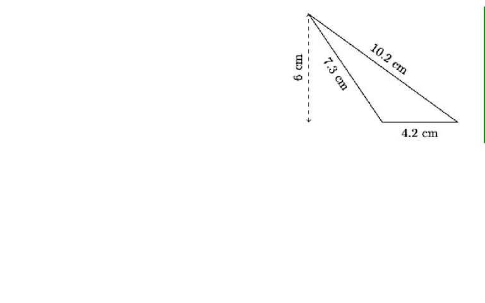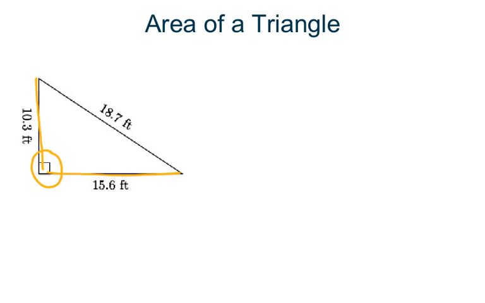This one over here is not a right triangle. I would say this is a scalene triangle. None of these angles here are going to be congruent. None of them are right angles. So this is going to be definitely a scalene triangle. So it's going to be the same formula, but we're going to have to look at it a little bit differently. So we're going to start with this one.